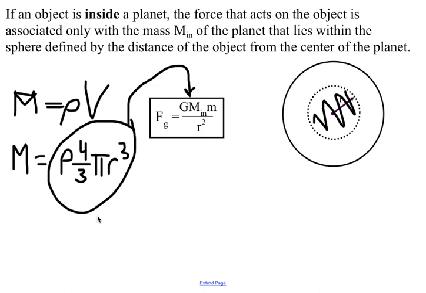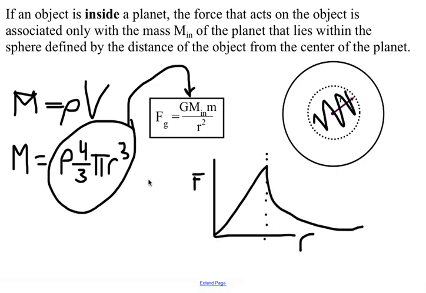And so inside the planet, the gravitational force is directly proportional to r instead of inversely proportional. Once you get to the outer edge of the planet, then the gravitational field drops off at r squared.